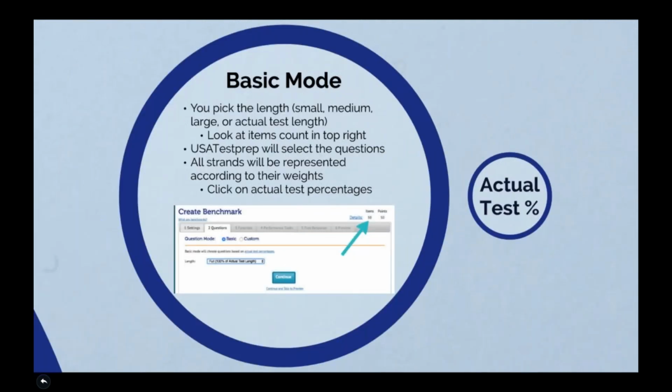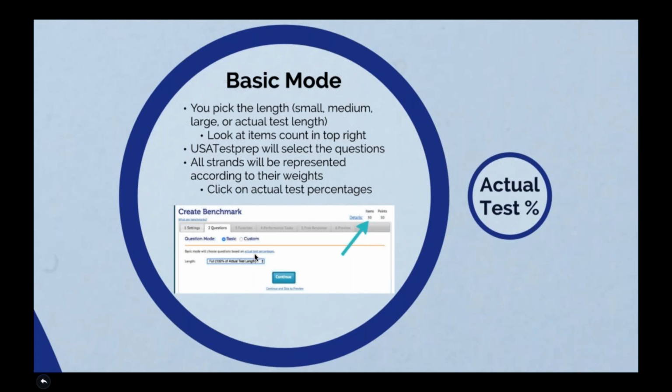The first one is basic, where this will pretty much do a lot of the work for you. You just have to pick the length, and we have small, medium, large, or the full test, the actual test length to choose from. And in the top right corner, you'll have a little items count. So that shows you how many questions would be in that benchmark. But basic mode, you pick the length, and then USATestprep will actually pick out the questions. And all the different strands will be represented according to their weights.